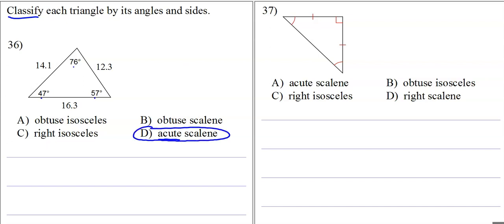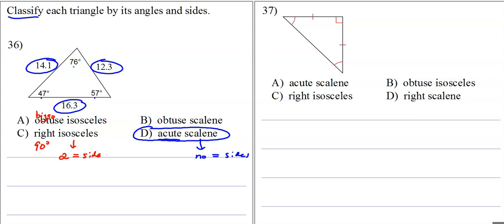Correct answer is D. It is scalene because it has no equal sides. All right, so you're a side, you're a side, you're a side. They're all different, so it's scalene. Remember, isosceles means you have 2 equal sides. Right means you're 90 degrees. Obtuse means you're bigger than 90 degrees.